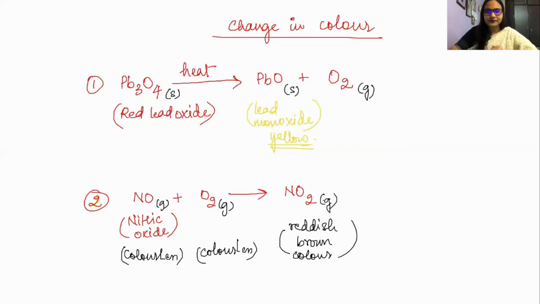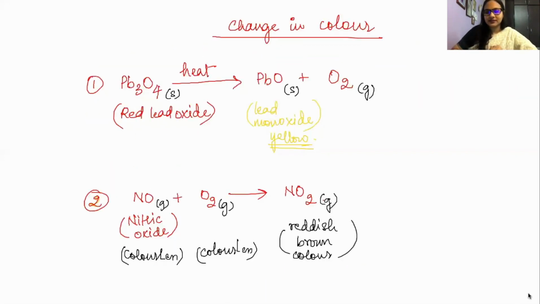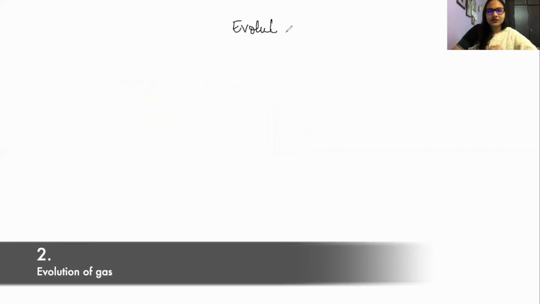Okay. Now moving on to the next characteristic, what was the next characteristic? It was evolution of gas. Okay. Now evolution of gas.